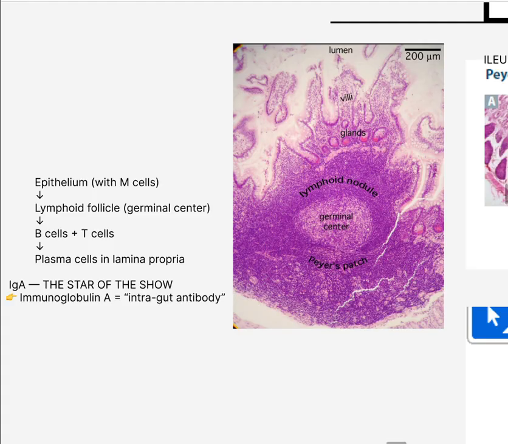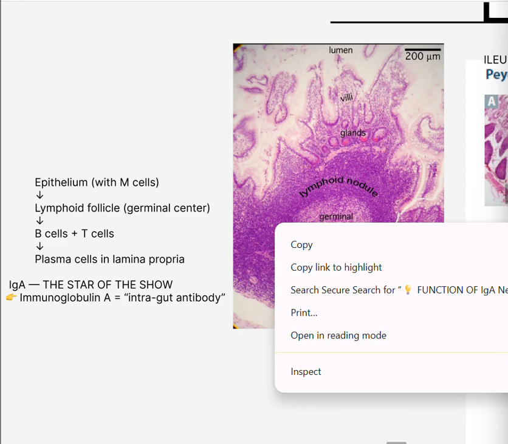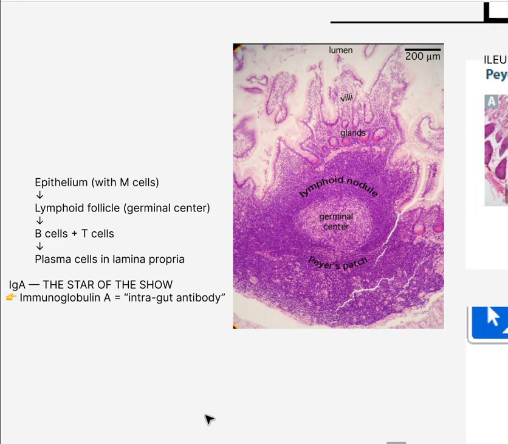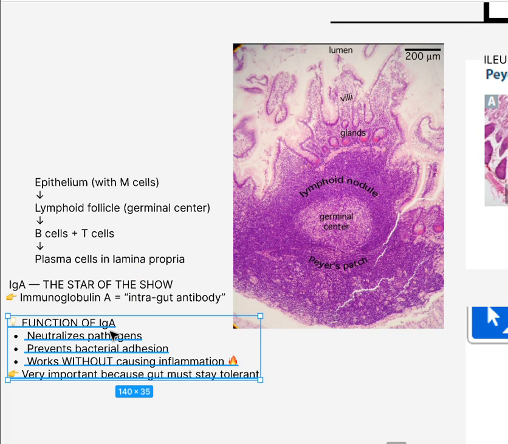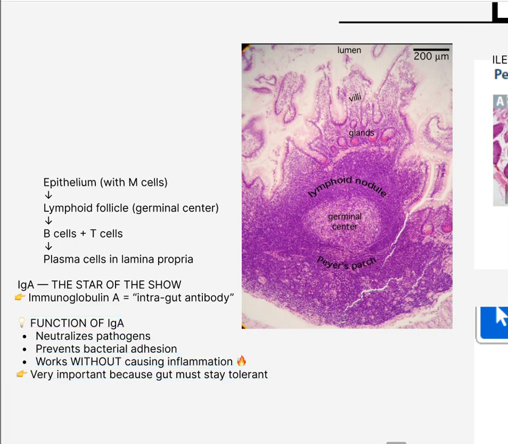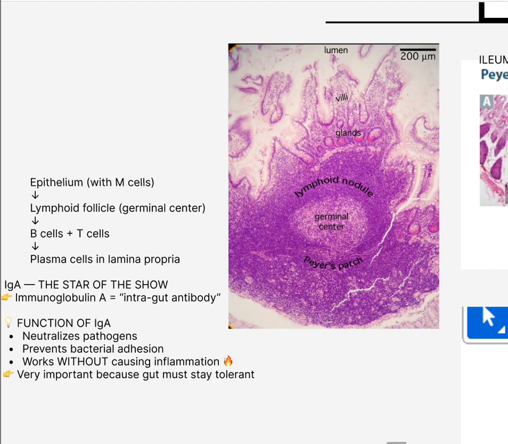So the function of IgA is that it neutralizes the pathogen, it prevents bacterial adhesion, and it works without causing any inflammation. That's the main thing. And it's very important because the gut must stay tolerant, right? So it neutralizes the pathogens, prevents bacterial adhesion, works without causing inflammation, and it allows the gut to stay tolerant. The most important thing is whenever a person gets typhoid fever.